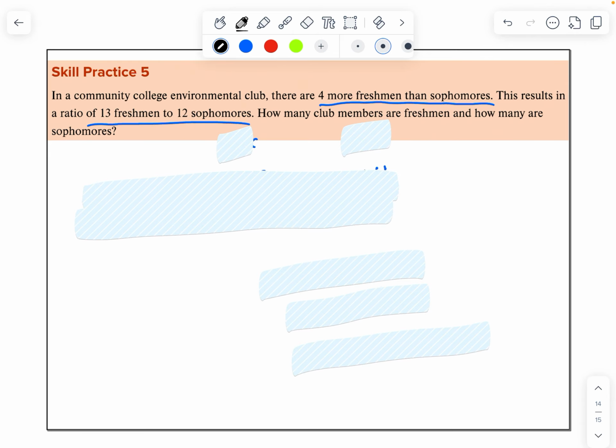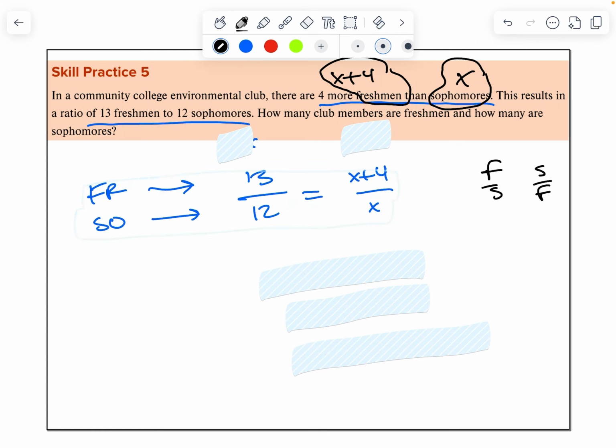One more of these. In a community college environmental club, there are 4 more freshmen than sophomores. So if there are x sophomores, that means there's x plus 4 freshmen. See that? 4 more freshmen than sophomores. This results in a ratio of 13 freshmen to 12 sophomores. So I can do freshmen over sophomores, or I can do sophomores over freshmen. It does not matter which you choose. The way I chose to do it was freshmen over sophomores. We know the freshman to sophomore ratio is 13 to 12. So freshmen on top, sophomores on bottom. We'll keep freshmen on top, we set as x plus 4. Sophomores on bottom, we set as x.